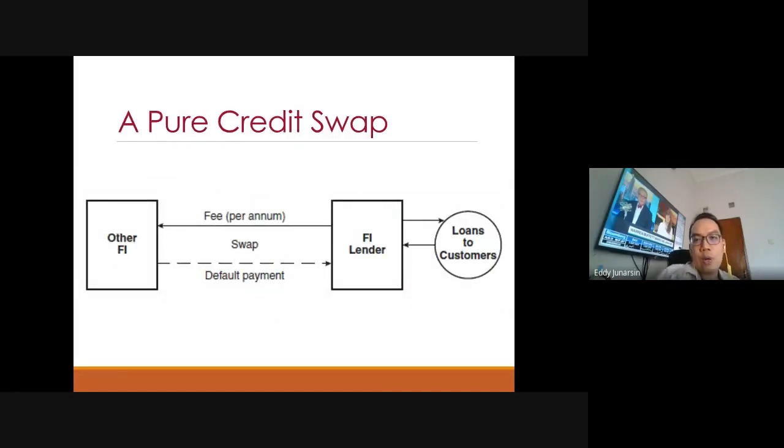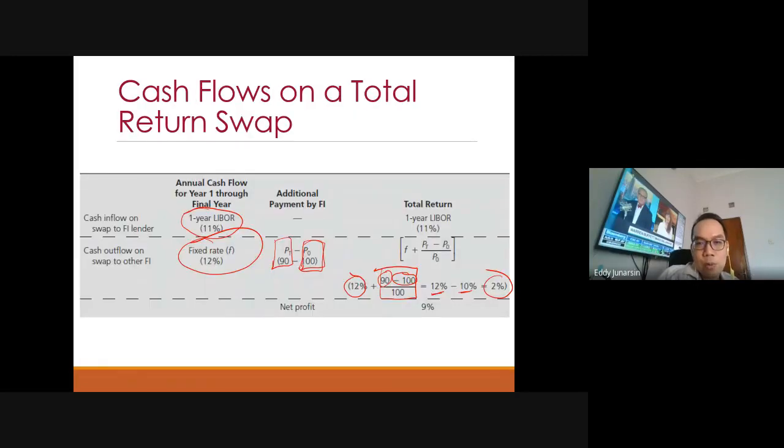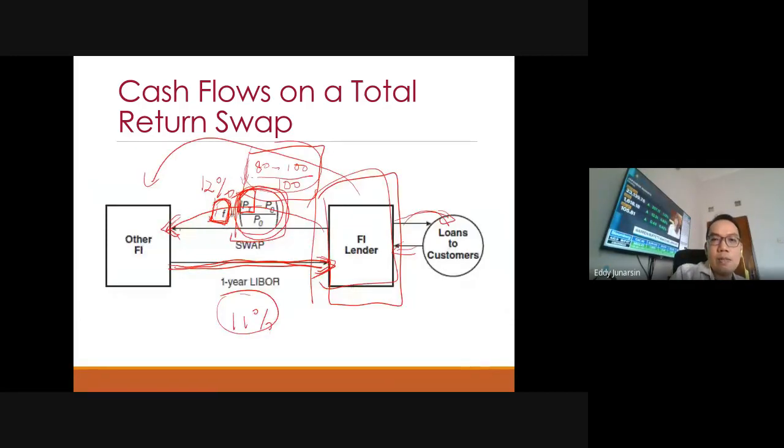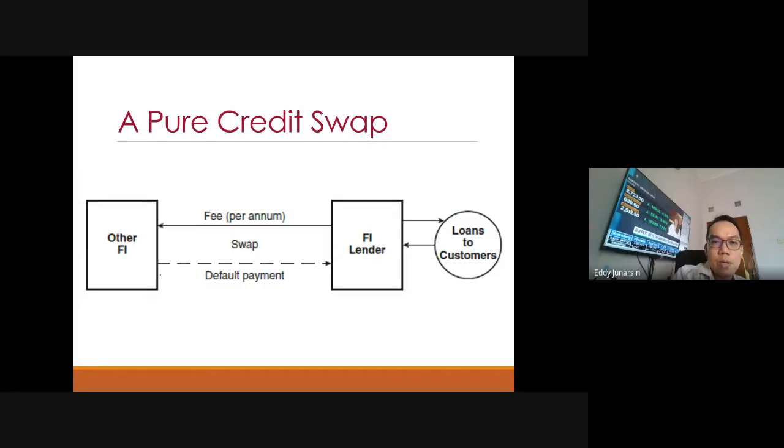What about the pure credit swap? The pure credit swap doesn't really deal with the interest rate risk, unlike the total return swap. Here we are exchanging interest rates: we have the fixed rate plus the change in the value of the government bond that represents the creditworthiness of a client from that particular country. But for the pure credit swap, this is very simple. We make a contract that will pay an annual fee, predetermined by the contract. We pay the annual fee, and in return, we will receive a default payment. So the situation is the same.